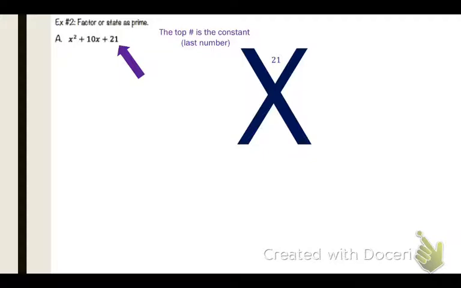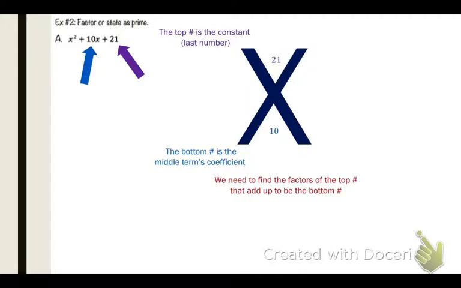So the top number is 21. The bottom number is the middle term's coefficient. Remember, the coefficient is the number in front of the variable. So the bottom number is a 10, okay? So we need to find factors of the top number that add up to be the bottom number. So we need to find factors of 21 that will add up to be 10. Okay, so let's find the factors of 21.